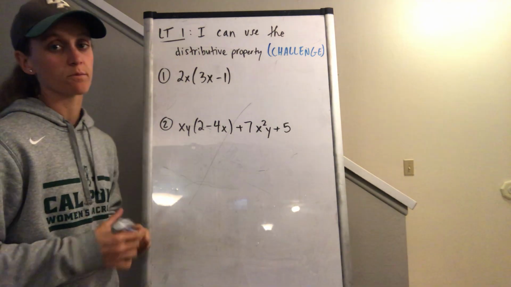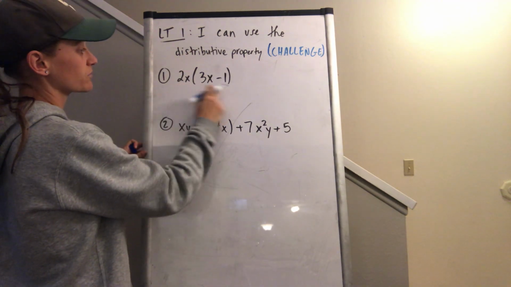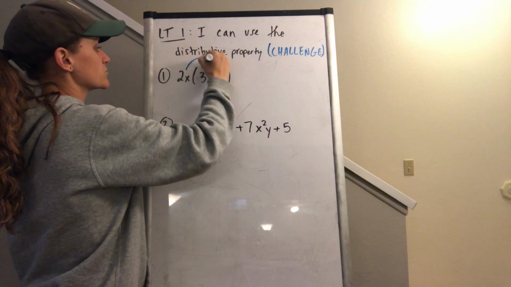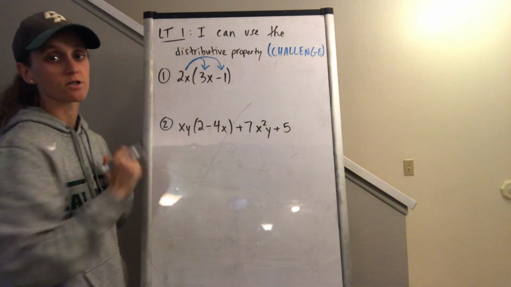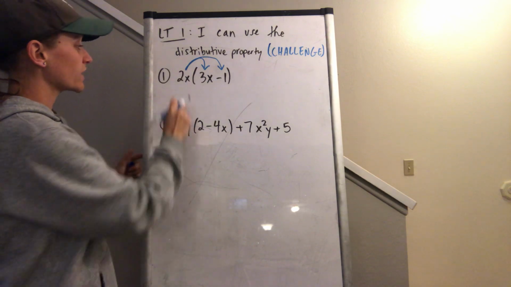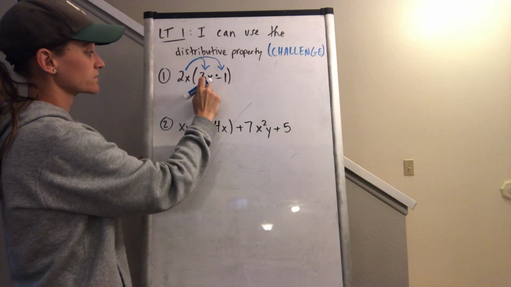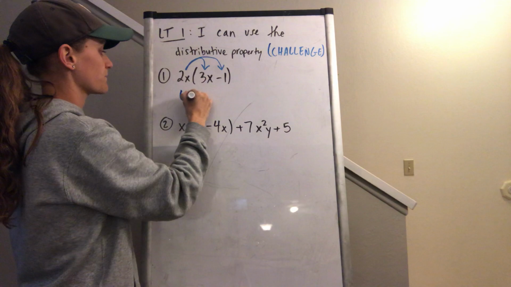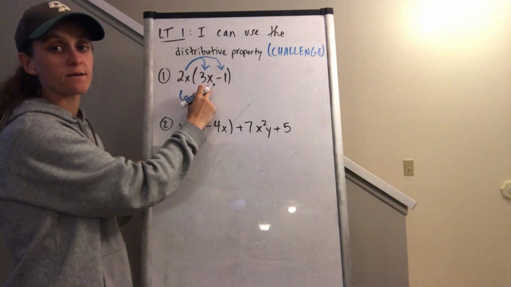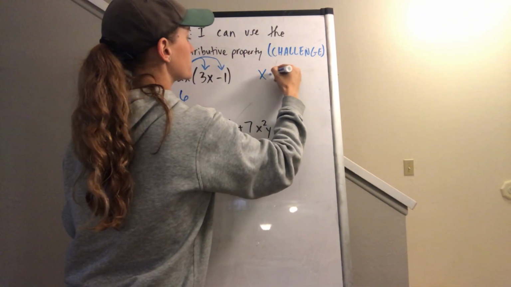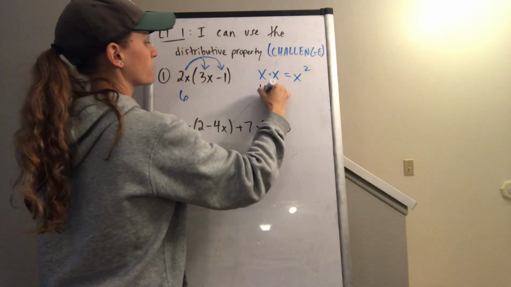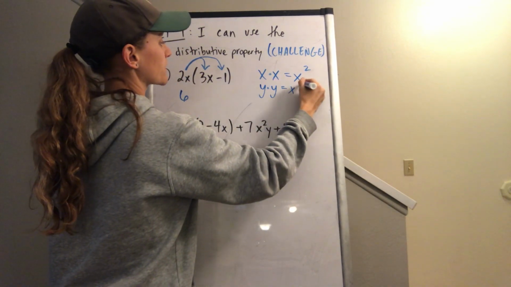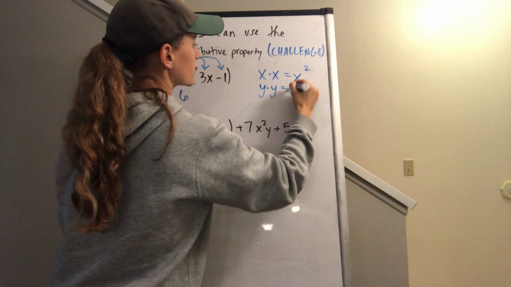Remember, that's just the rainbow. So if I have a number in front of parentheses like this, I'm going to do 2x times this term, and then 2x times that term. So on this one I have 2x times 3x, so 2 times 3 is 6. And when I have x times x, remember a variable times a variable is going to equal x squared. So even if I have y times y, that would be y squared.